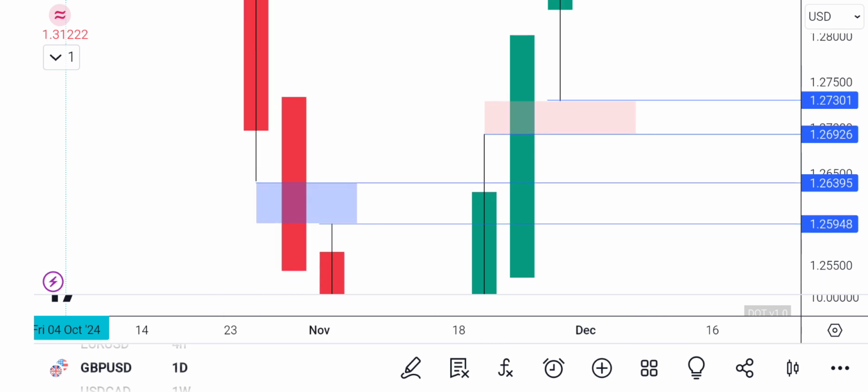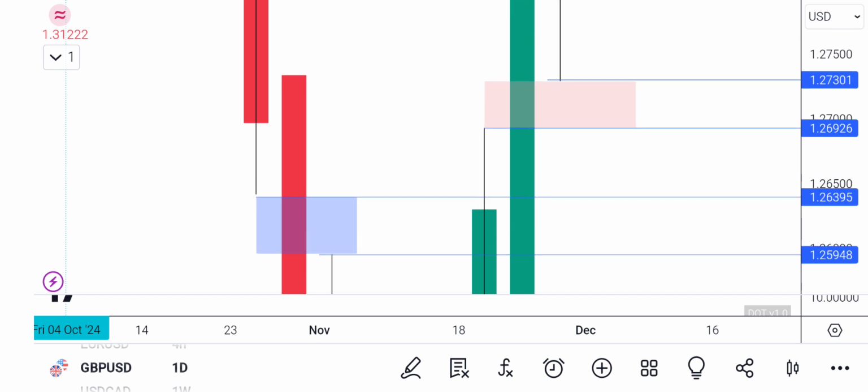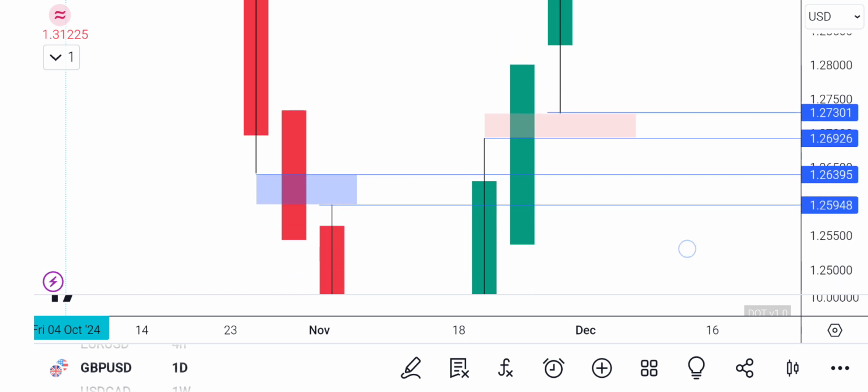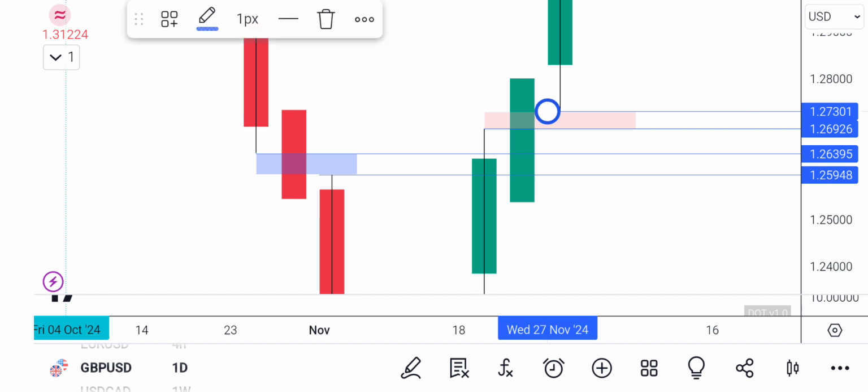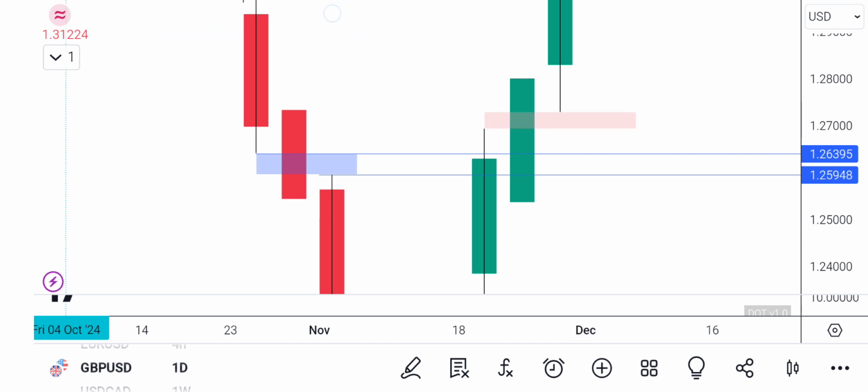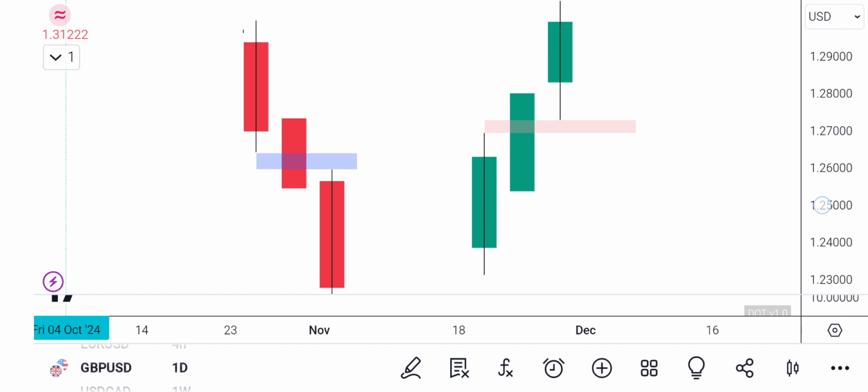And what is the significance of this? The significance is that IPTA is always going to refer back to these areas to deliver price or to offer fair value price before continuing in its normal direction. We are going to look at how these things affect the market as we progress. So I hope you understand what a fair value gap is. It should be in between three candlestick price action.